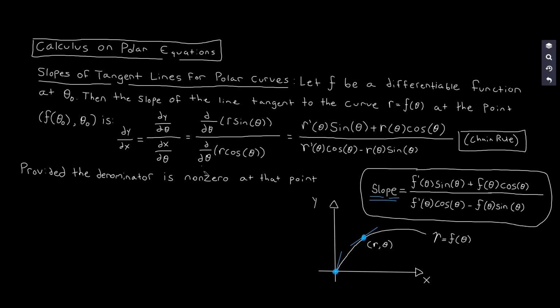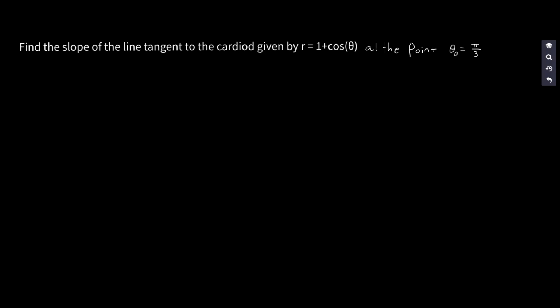And then here's a little visual of what's going on. We can see the tangent lines for the curve r equals f of theta. And this is how you calculate the slope. I know that this looks a little bit intimidating, but if we work through a problem, it actually comes together very nicely. So let's investigate this problem here.